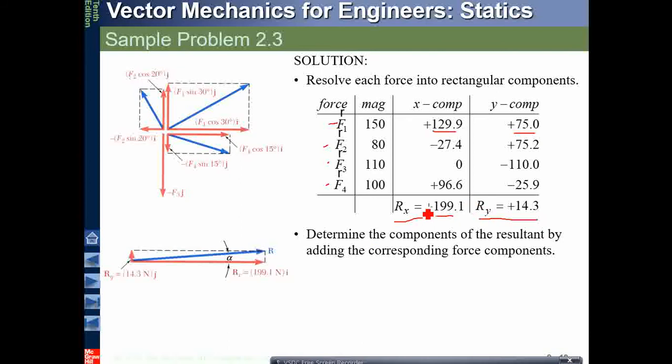Now we have to determine the resultant vector. So the resultant vector now has a component Rx, which is this 199.1, and this is very small, 14.3. So accordingly a figure has been made. Now I also have to find what this vector is. This is the resultant vector.